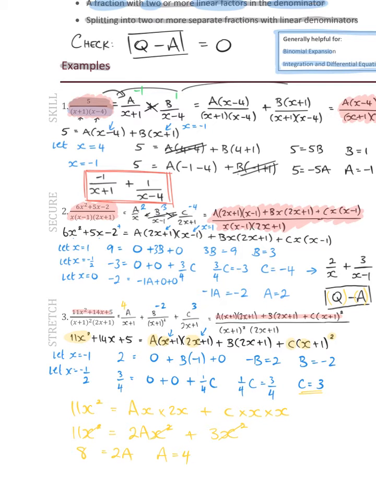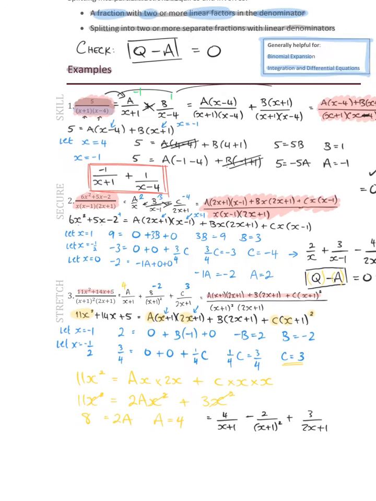Okay, so therefore my answer is 4 over x plus 1 minus 2 over x plus 1 squared plus 3 over 2x plus 1. And my check is Q minus A. So the question minus the answer in your calculator screen with a random value for x should equal 0. Okay, so it's quite long and convoluted, but this is assessing your algebra skills and your understanding.